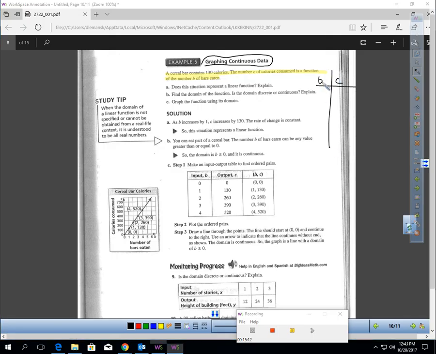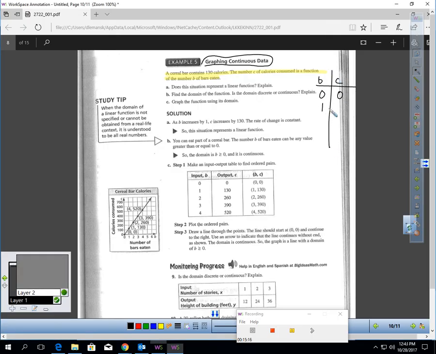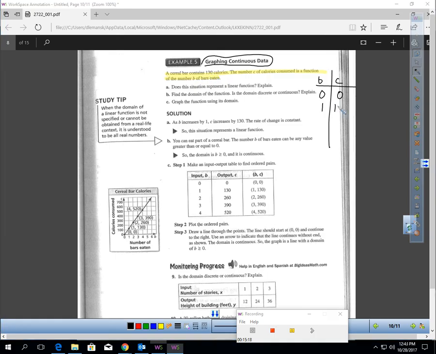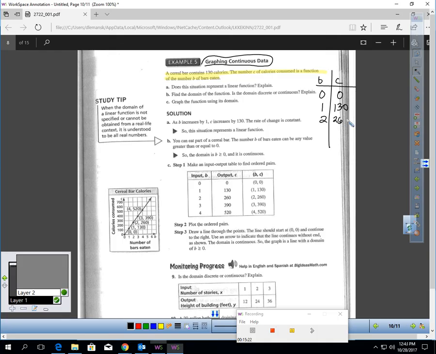If I eat no bars, I ate no calories. But if I eat one bar, this says I eat 130 calories. If I eat 2 bars, I would have 260 calories. 3 bars would be 390, and so on. But here's the question, could I eat a half a bar? If I ate a half a bar, would I eat half those calories? And I think you're saying, sure you would.